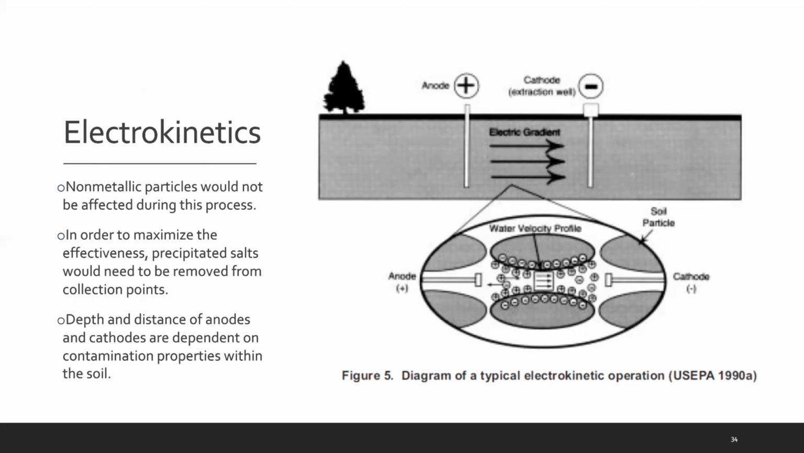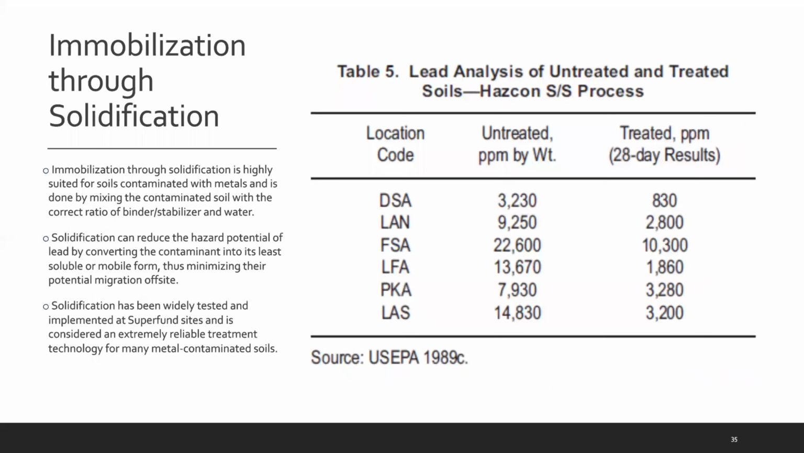And immobilization through solidification is highly suited for soils contaminated with metals and can be done by mixing contaminated soil with the correct ratio of binder, stabilizer, and water. The good news is solidification has been widely tested and implemented at Superfund sites and is considered an extremely reliable alternative. If we look to the table to our right here, we have different types of locations as well as their untreated lead levels and treated lead levels after 28 days. And all of these locations had well over 50% reduction.